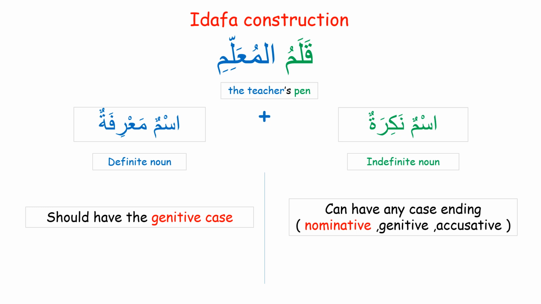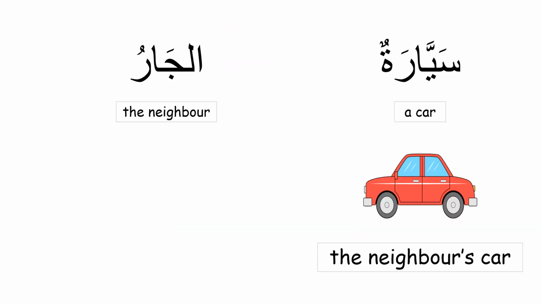Okay. Time to see if you got the hang of it by putting knowledge into practice. Let's say that there is a car, سيارة, and this car belongs to the neighbor, الجار. The ball now is in your court. You will have to form an إضافة construction equivalent to the neighbor's car. Try for yourself. Remember, إضافة works backwards, the owner comes second, which means that سيارة comes first.